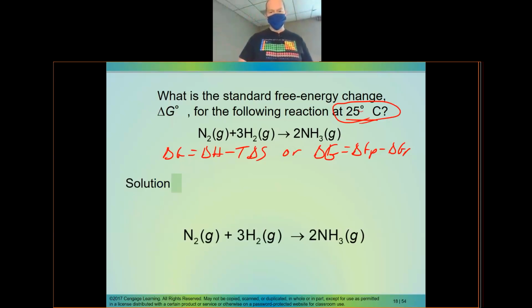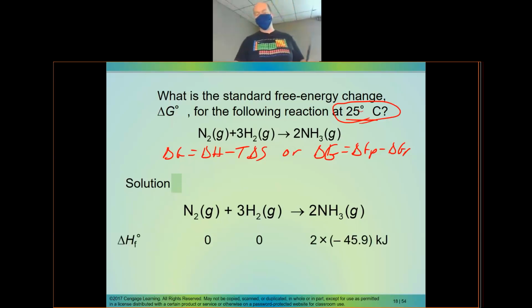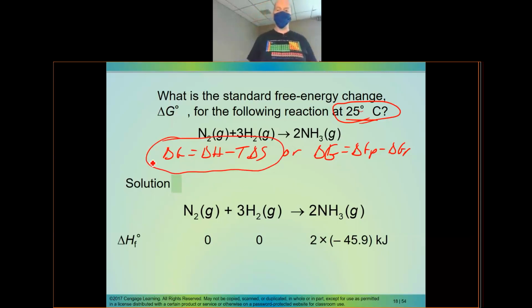All right, and so you find your values. They're going to do this problem this way. So you find your delta H. When I looked at this reaction, I could not predict whether this reaction would be exothermic or endothermic. This is not one that you can look at and predict. You put the numbers down and you get it.